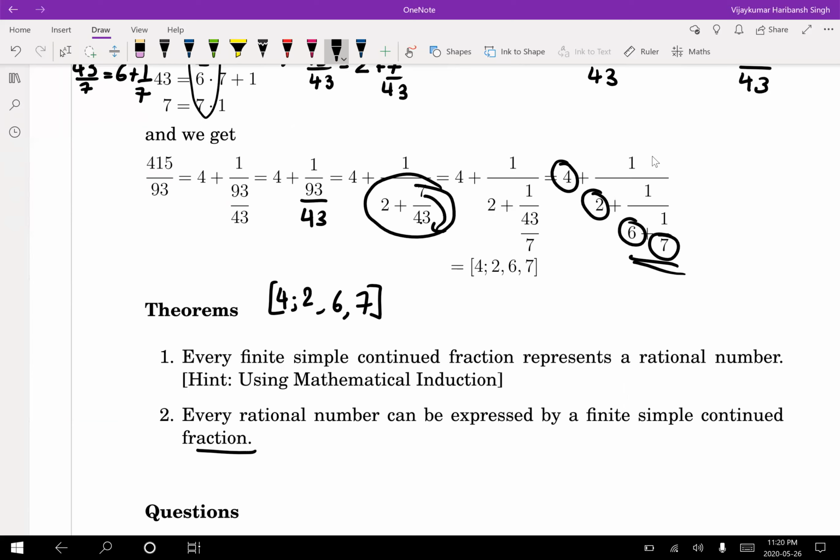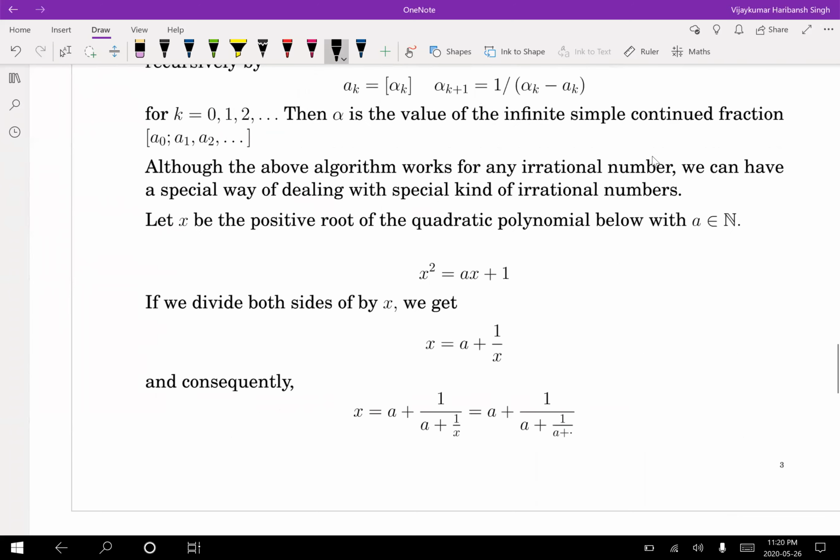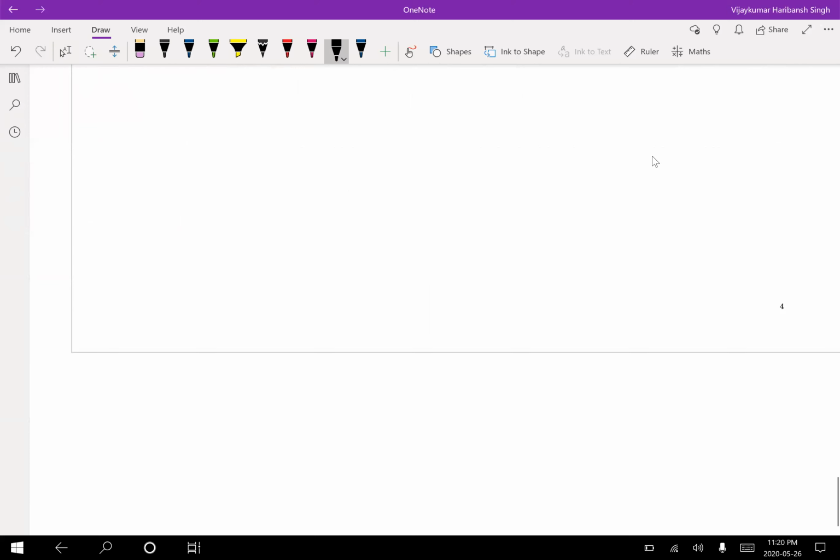So how do we go about it? So let's embark on that, proving that theorem. So we'll prove it here. So proof.